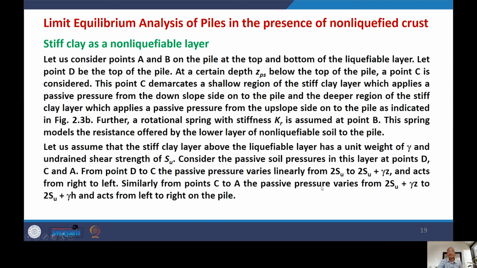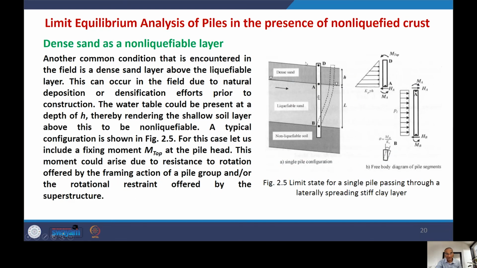Now continue with this. Suppose that instead of a stiff clay layer on the top, you have a dense sand layer. Then what is the scenario here? It is shown in this figure. You have non-liquefiable soil on the top, then liquefiable sand, and then dense sand. Another common condition that is encountered in the field is a dense sand layer above the liquefiable layer, and this can occur in the field due to natural deposition or densification of earth prior to the construction. So this may occur because the top layer may get densified.